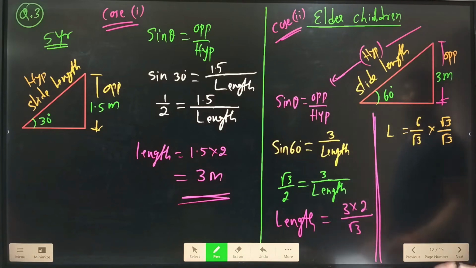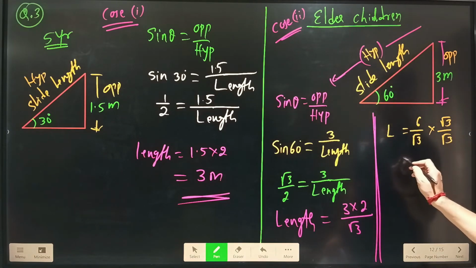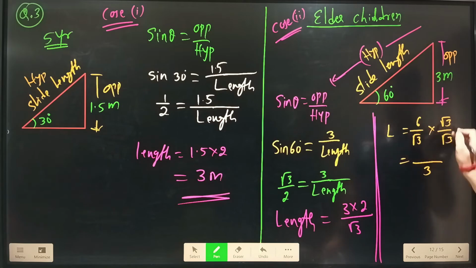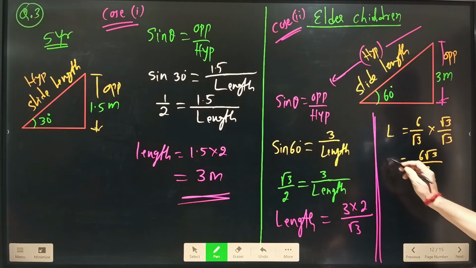What comes? 3 root 3 into root 3 is 3. 6 into root 3 is 6 root 3. So L is equal to 10, I think.